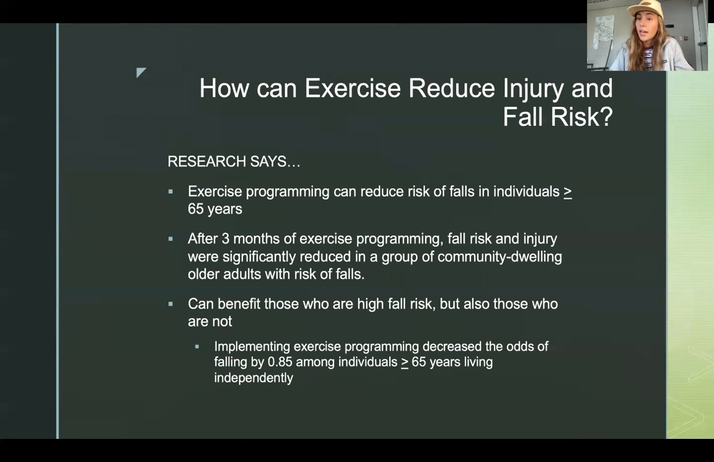can exercise programming benefit those who are high fall risk, which was the last population from the last research study, last bullet point, but also those who are not. I also found a research study that said that implementing exercise programming decreased the odds of falling by 0.85 among individuals 65 years of age or older living independently.